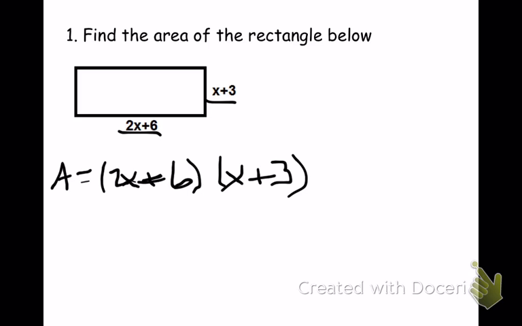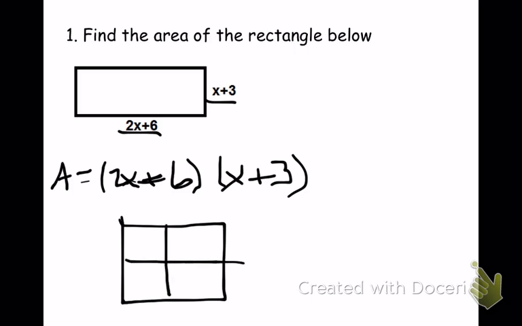I'm going to use my box to multiply these. So I'm going to go ahead and draw my box to multiply these two. I'm going to set up the box. I'm going to have 2x on the side here and the 6. On top I'm going to have my x and my 3. So I'll give you guys a second to write that down and to start multiplying it out.